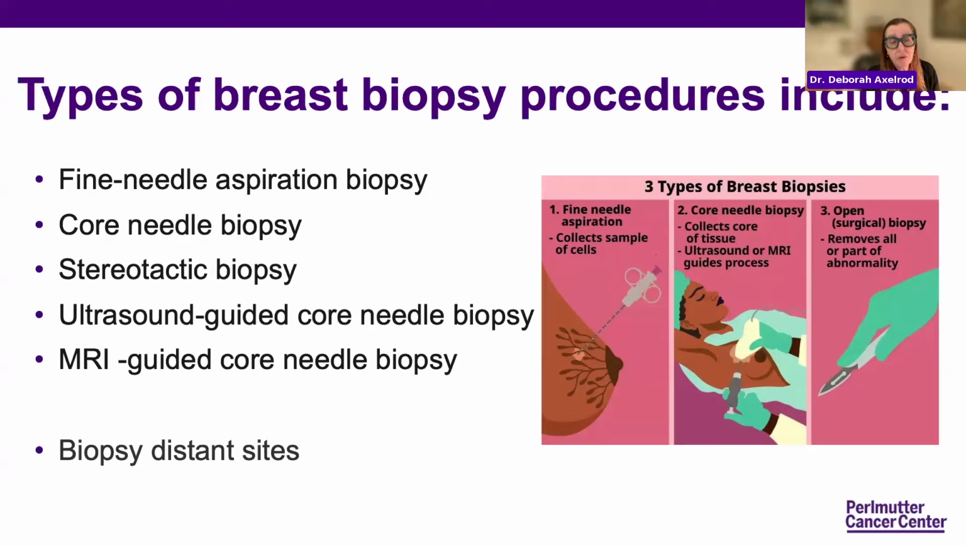The core biopsy could be a core under a sonogram, it could be a core under a mammogram or a stereotactic biopsy. It takes a core of tissue out, not just cells. It could also be an MRI core biopsy. And then finally, there's also an excisional biopsy, which we really try to avoid because we like to get all our information without going into the operating room.